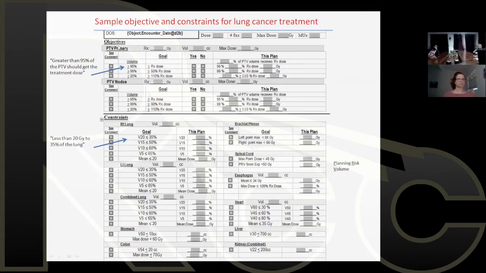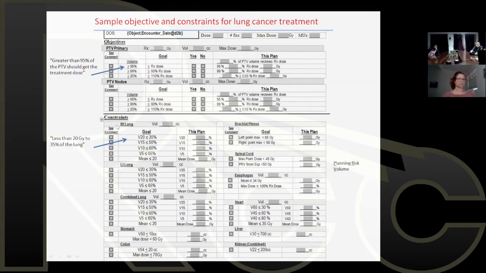But you can't have objectives without having constraints. So let's look at one constraint here. Less than 20 gray going to 35% of the lung. Now you may ask, well, wait a minute, we're treating the lung. How can you get less than 20 gray to 35% of the lung? You'll see in the statistics that we calculate, we actually subtract out the clinical tumor volume, and we look at the uninvolved lung on both sides.